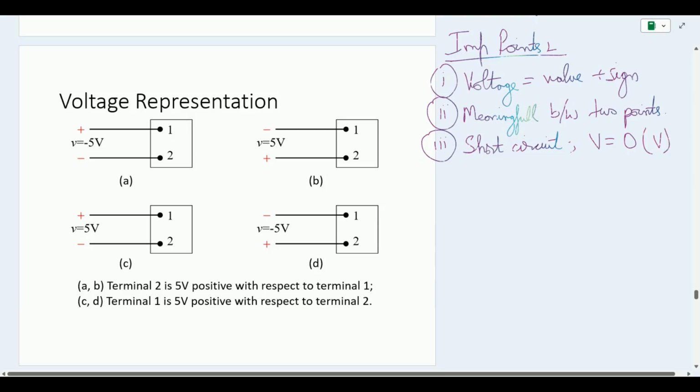So let us see the first point. The first point is better represented by these voltage representation images. Whenever we write a voltage, we represent it with a certain value and give it a certain sign. So what does it mean?